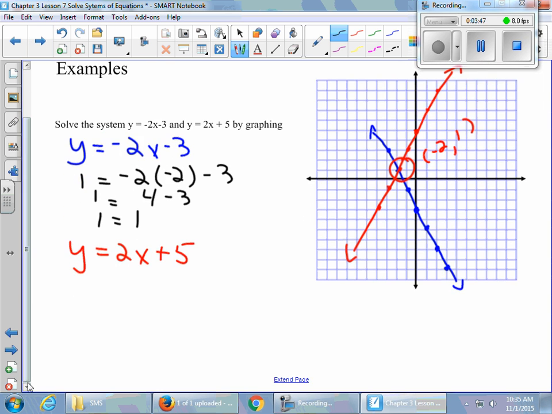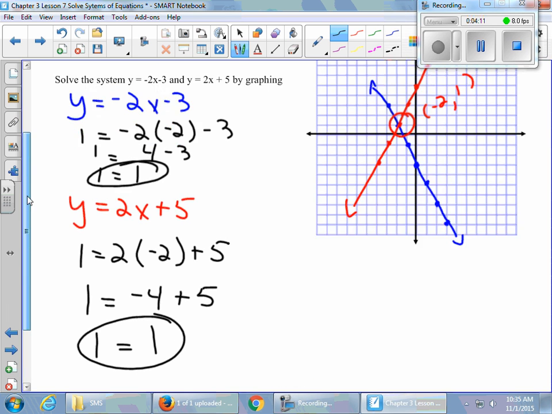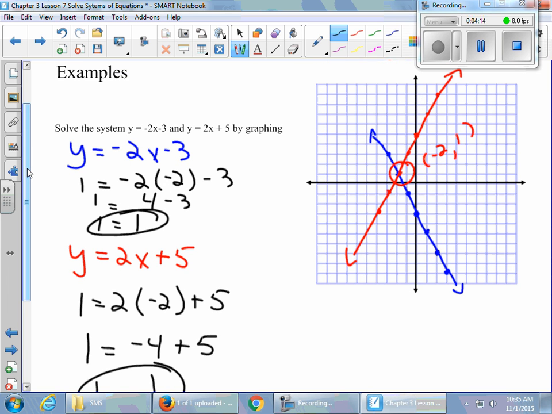Let's go down to our other formula. We have y, which is our 1, equals 2 times x, which is negative 2, plus 5. So 1 equals 2 times negative 2, which is negative 4, plus 5. Negative 4 plus 5 is 1, and that works out well. So that is our solution: the solution to our two lines is negative 2, 1. When doing this by graphing, you're always going to have coordinate points. So your answer is not just 1, it's negative 2, 1. Make sure you write them in coordinate form.